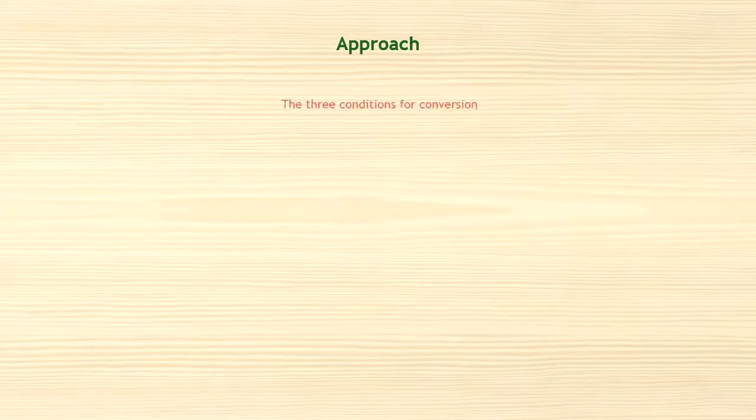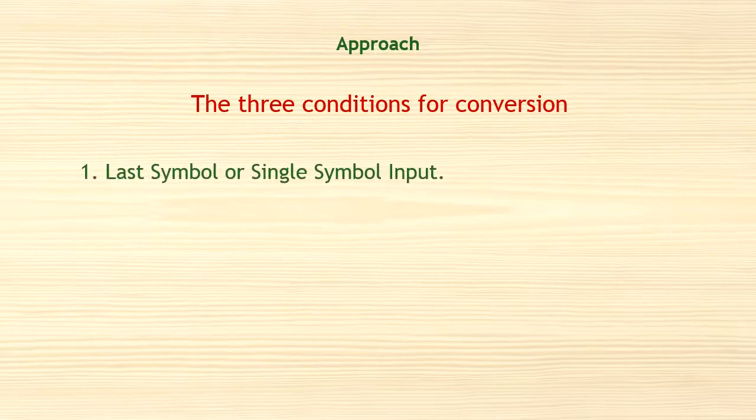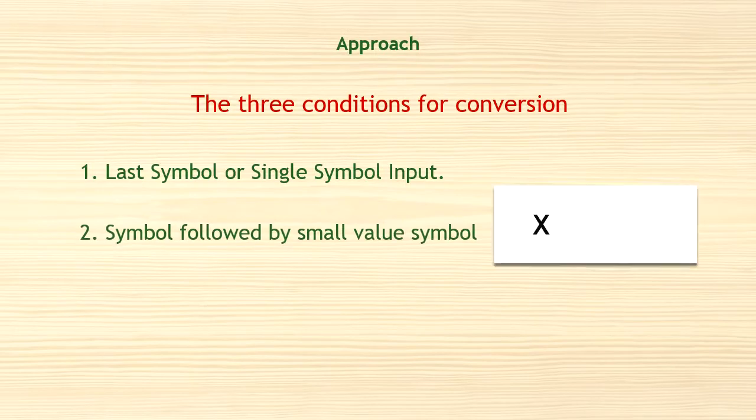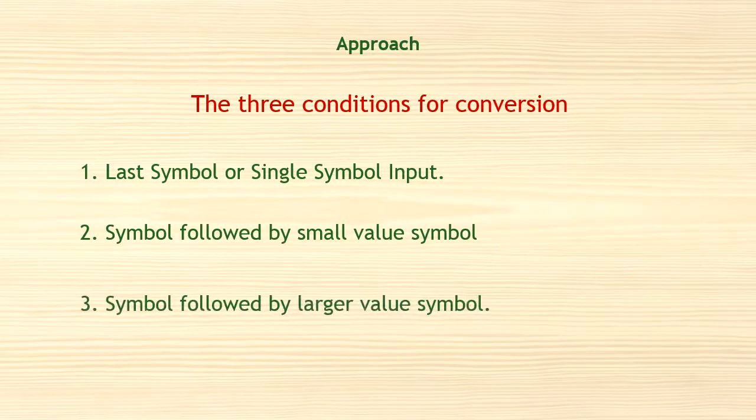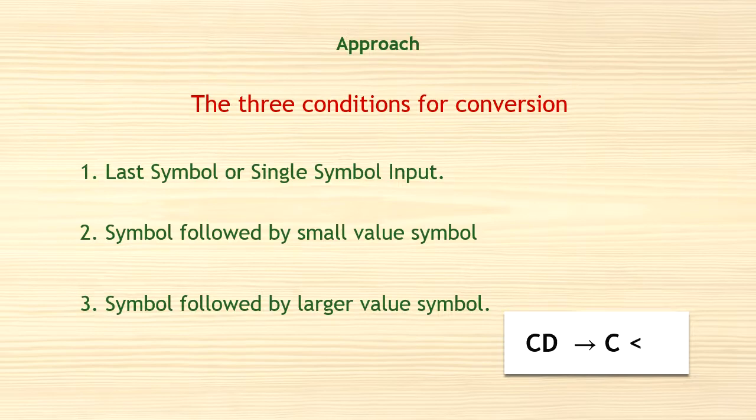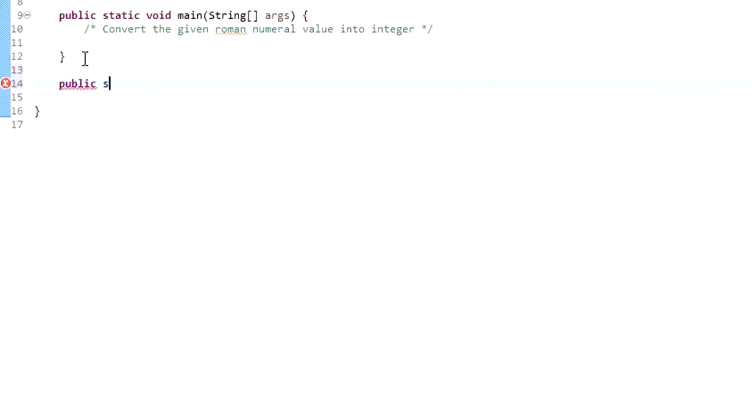So we have to check for 3 conditions in order to convert to an integer. Condition 1: if the symbol is the last symbol or a single symbol, then simply add its value to the output. Condition 2: check if the symbol is followed by another symbol and it is a smaller value symbol, so we can add the symbol value to the output. Condition 3: if the symbol is followed by another symbol and that symbol is greater in value, then subtract the symbol value from the output. Now let's move to coding.